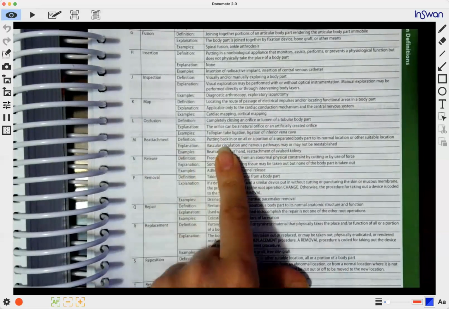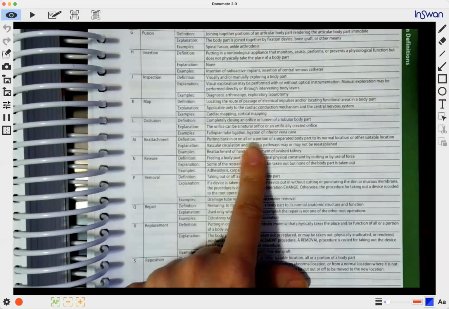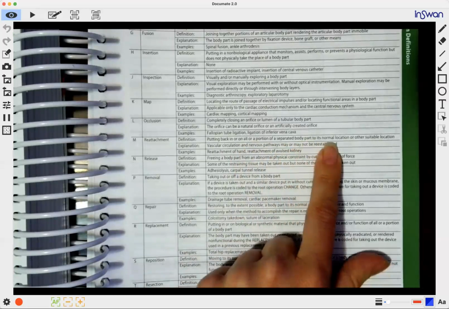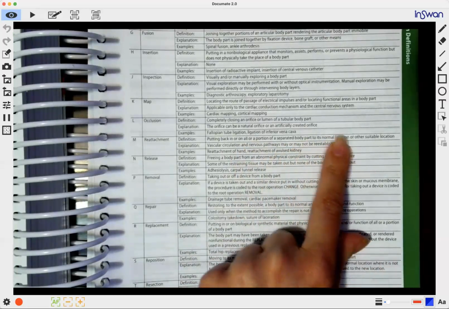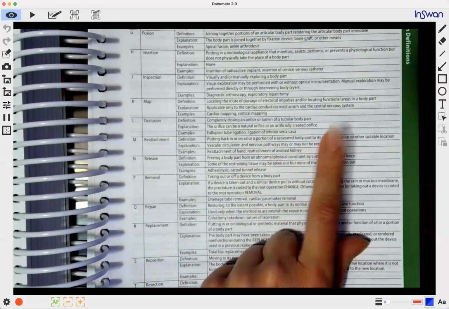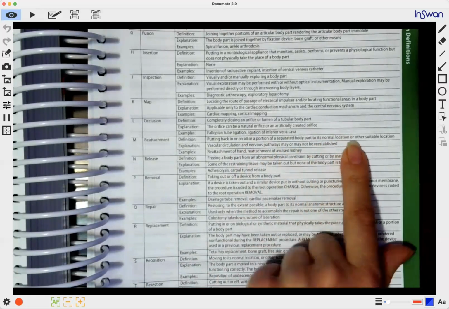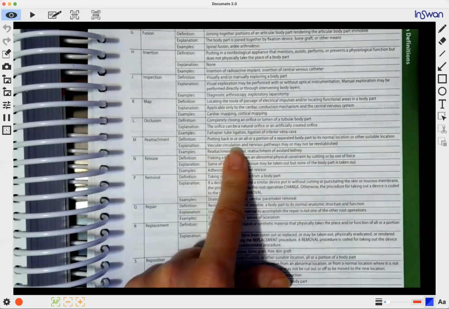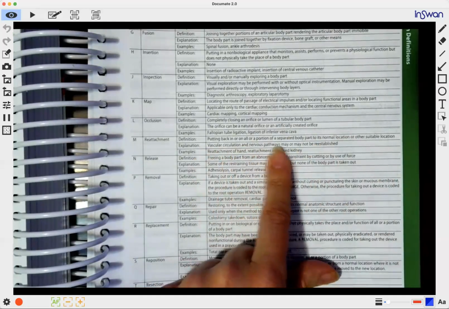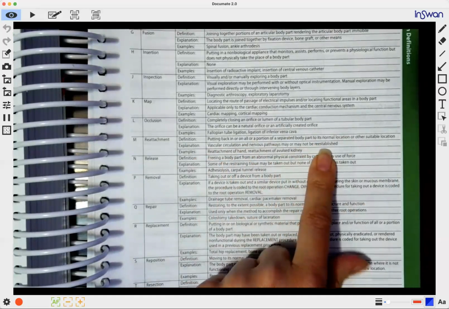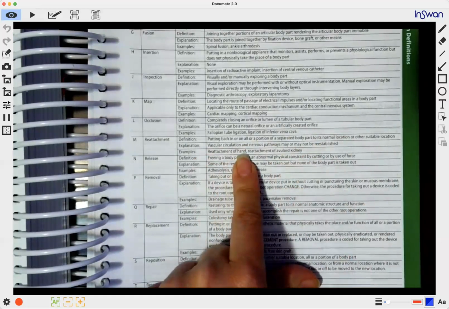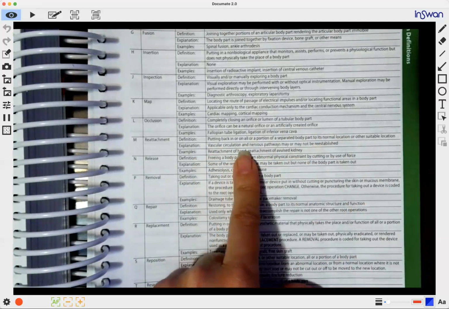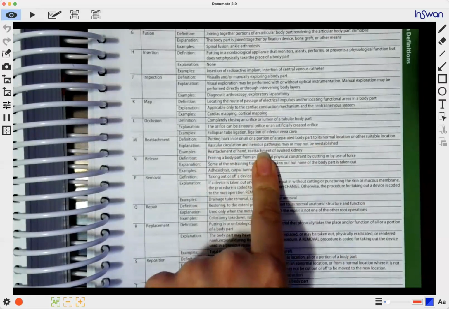Reattachment, putting back in or on all or a portion of a separated body part to its normal location. So they're reattaching it to where it belongs originally or other suitable location. Vascular circulation and nervous pathways may or may not be reestablished. So reattachment of a hand, reattachment of an avulsed kidney. So something that got separated that they are putting back. That's a reattachment.